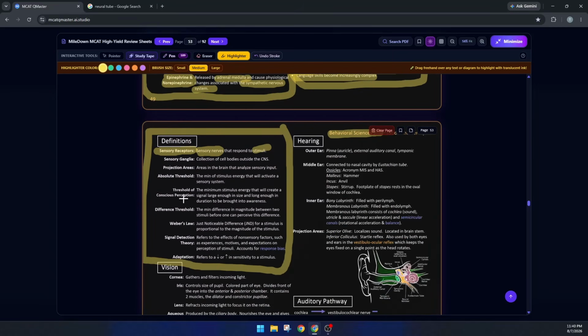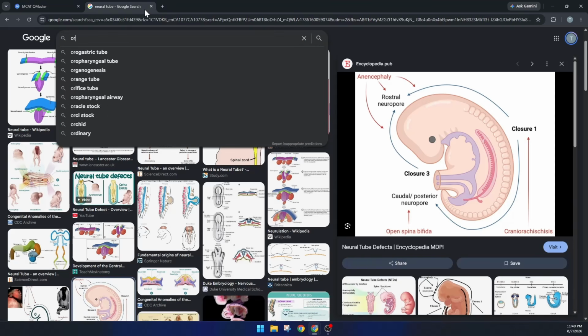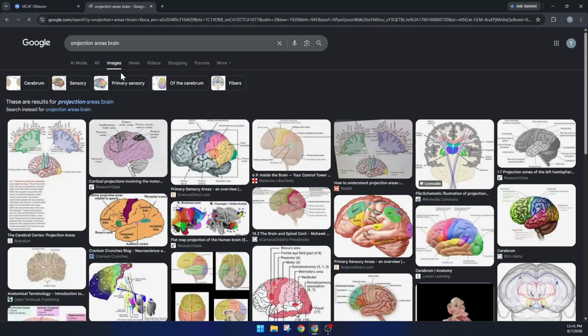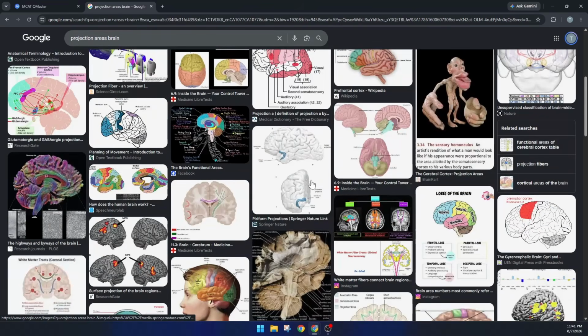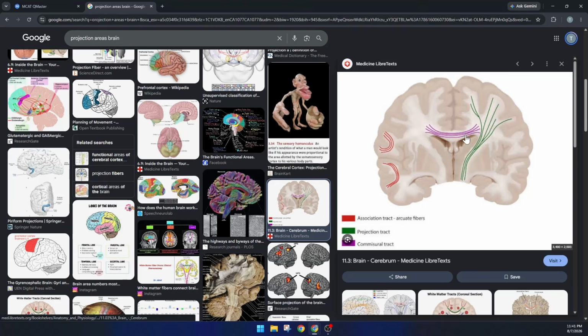Okay, anyway. Sensory ganglia, collection of cell bodies outside CNS. You can just remember that. Also look at a picture. Projection areas. I recommend just looking at a picture of that, and there are areas in your brain that analyze sensory input. Just look at a picture. It'll help a lot. Let me just search for the picture. Projection areas. Yeah, here are some projection areas, projection tract here. Yeah, that's all I have to say.